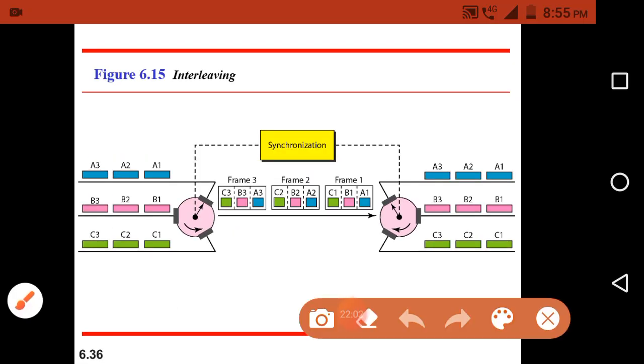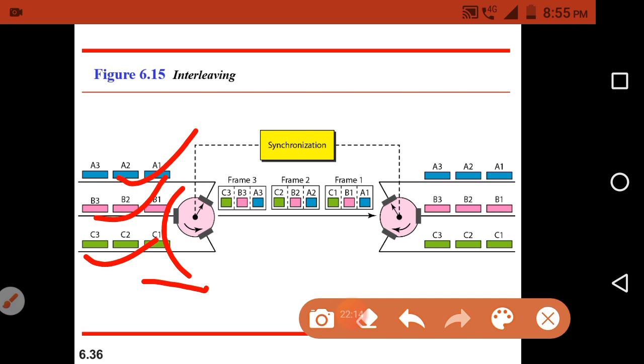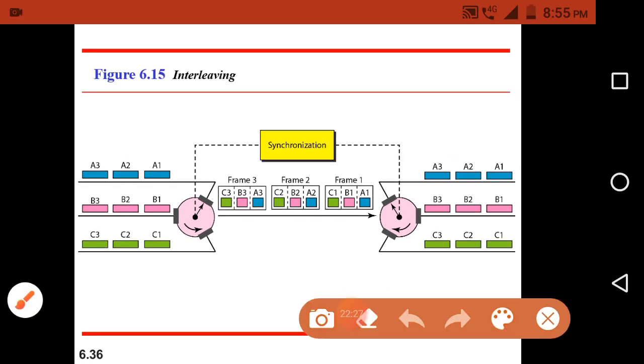So whenever the switches are rotating, the switch will be open at each connection at every t second. First it will be open at the first connection, and the first connection has the opportunity to send the data unit over the path whenever the switch is open at the first connection.